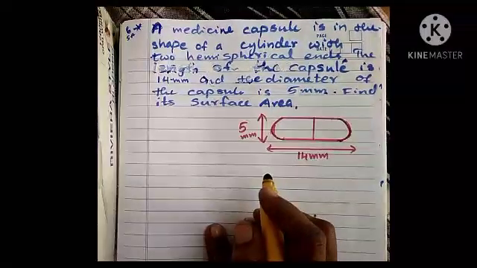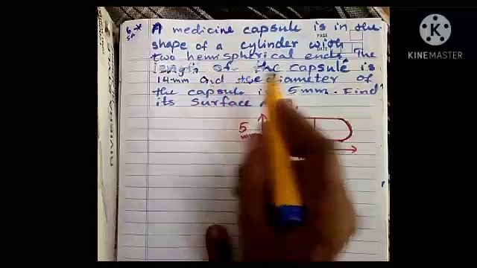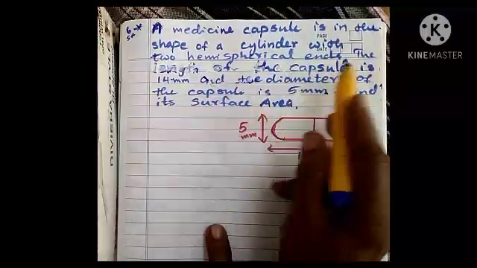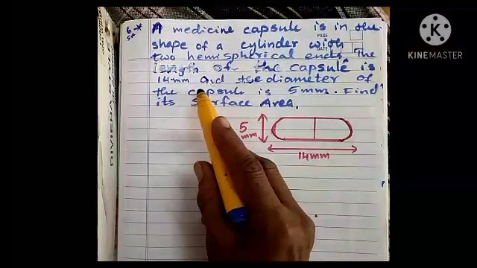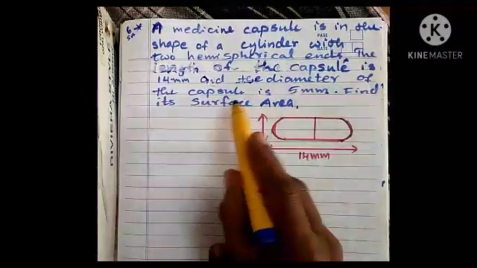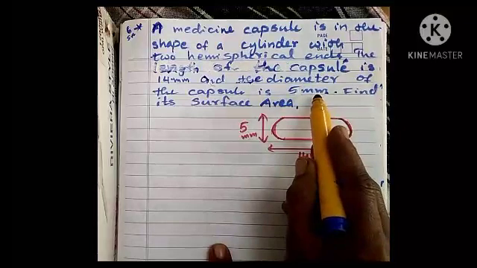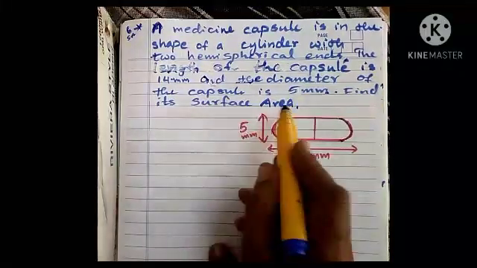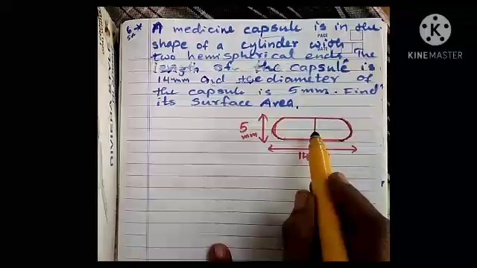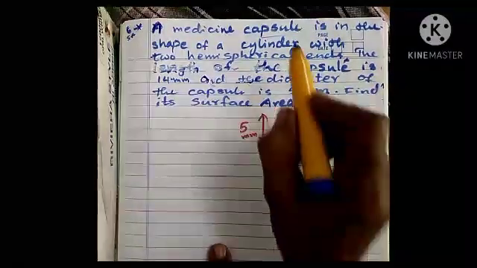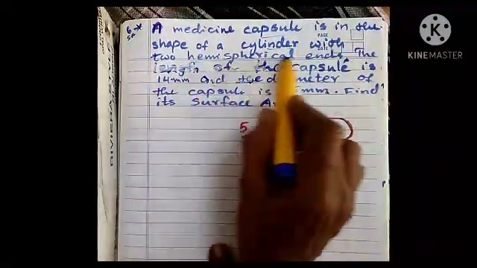A medicine capsule is in the shape of a cylinder with two hemispherical ends. The length of the capsule is 14 millimeters and the diameter of the capsule is 5 millimeters. Find its surface area. So given that a medicine capsule, what's its shape? A cylinder with two hemispherical ends.